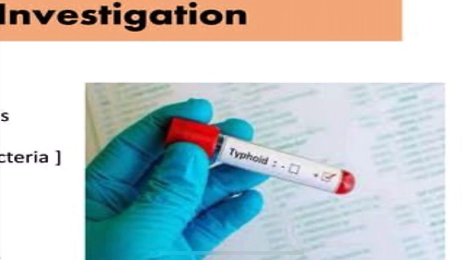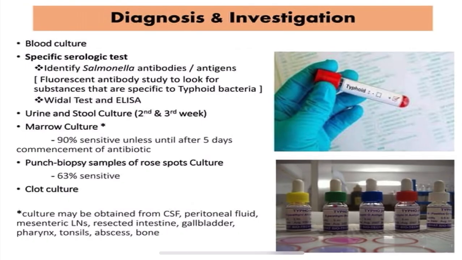Now, how do we visualize these antibodies? Using a fluorescently labeled anti-human antibody. Then we move forward to the serological tests for typhoid fever. We have other tests like the Vidal test and ELISA. Now let me first explain Vidal followed by ELISA.